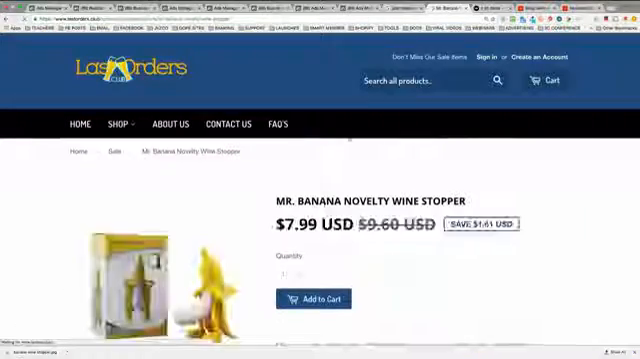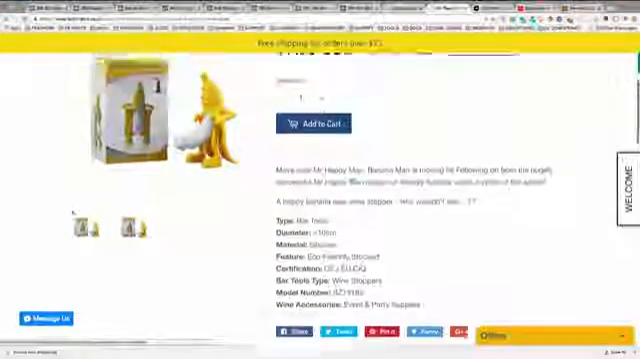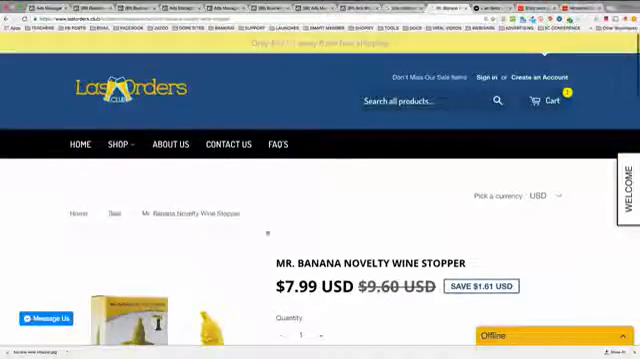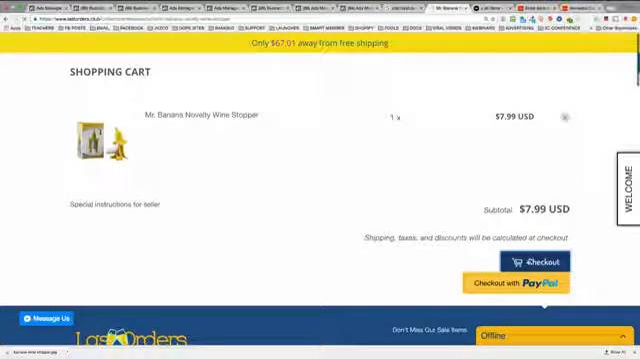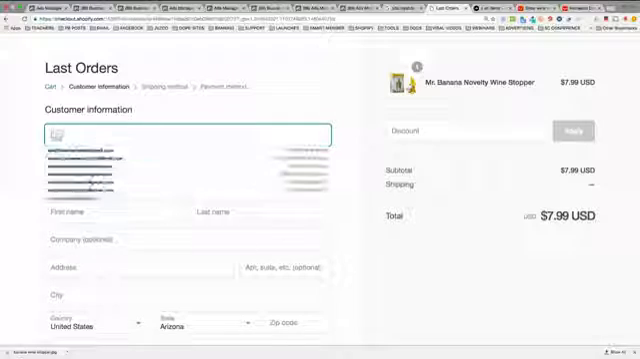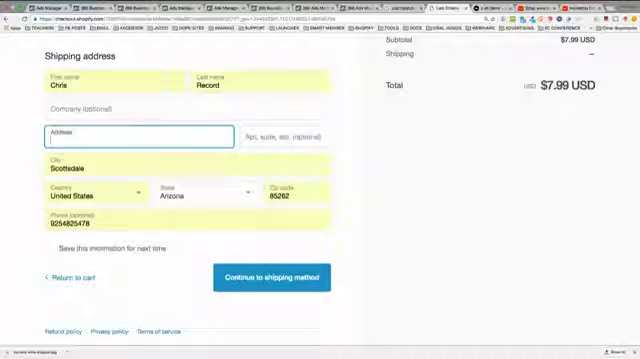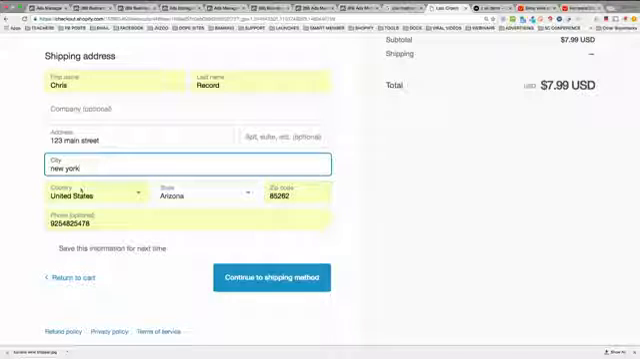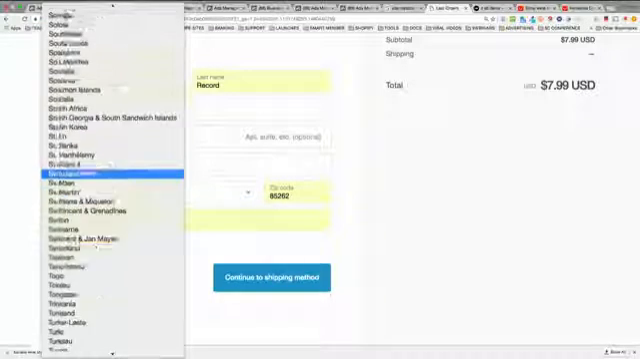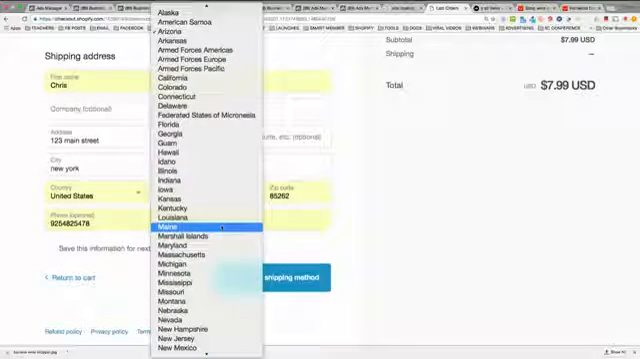So look at this. $7.99 is what they're charging for this Mr. Banana Novelty Wine Stopper. Okay? Why are they charging $7.99? Because when you go to buy this and check out, it's likely not going to be free shipping. So I'm just going to put in some basic information. Let's put in a state like New York. 123 Main Street, New York, United States. State, New York. And let's just see what the shipping changes to.